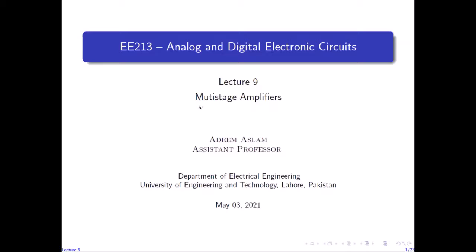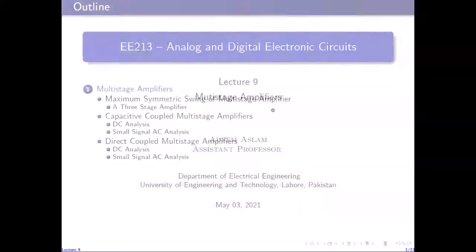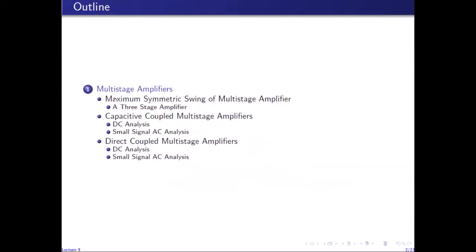Welcome to the ninth lecture on analog and digital electronic circuits, in which we will study multi-stage amplifiers. After introducing multi-stage amplifiers, we will study their maximum symmetric swing, and I will illustrate the concept with an example of a three-stage amplifier. Then we will study different multi-stage amplifier configurations, namely the capacitive coupled multi-stage configuration and the direct coupled multi-stage configuration. And we will analyze these two configurations for the DC currents and voltages and small signal parameters.